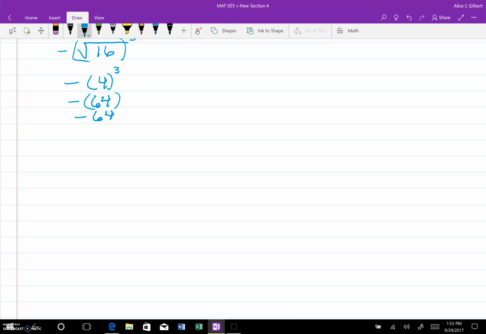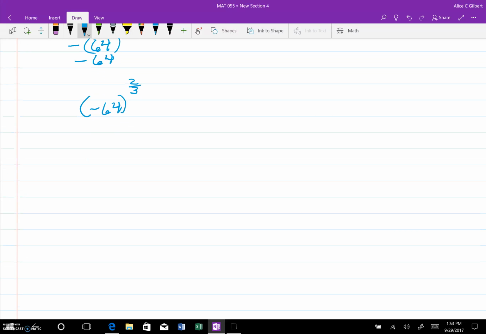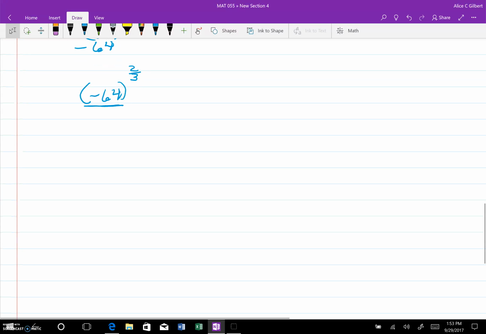Let's do this guy. Negative 64 to the 2/3. Now, here's the thing. This whole thing, because it's in parentheses, negative and all, is my base of the exponent. So that means it has to go underneath the radical when I write this in radical form.